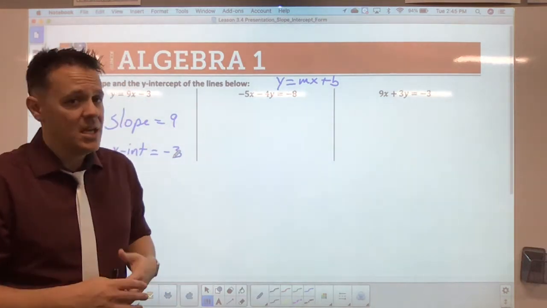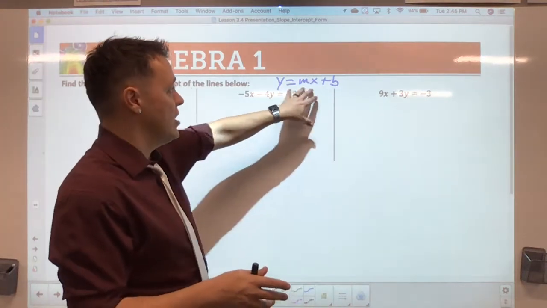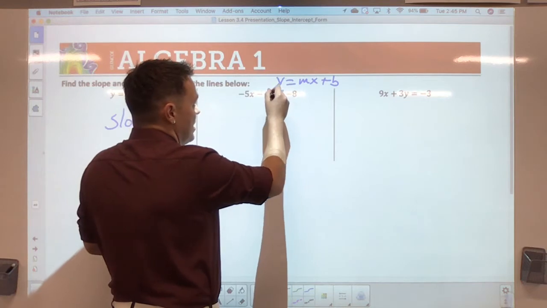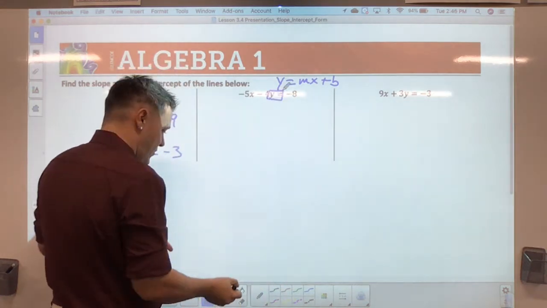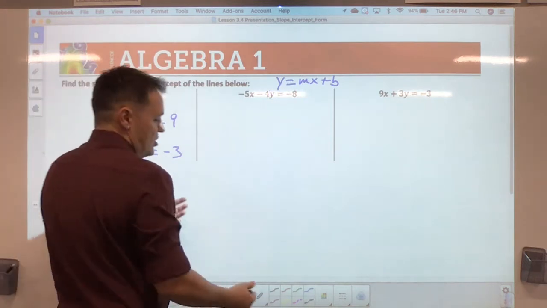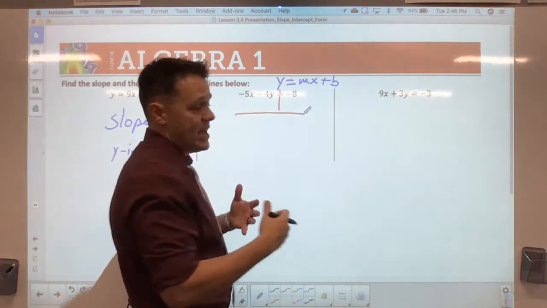You can't graph anything because we have to change all the numbers, and you have to make this equation look like y equals mx plus b. So remember, we're going to keep the y by itself and get everything away from it. To do that, you have to do a multi-step equation, which we've been practicing for the last couple of months.